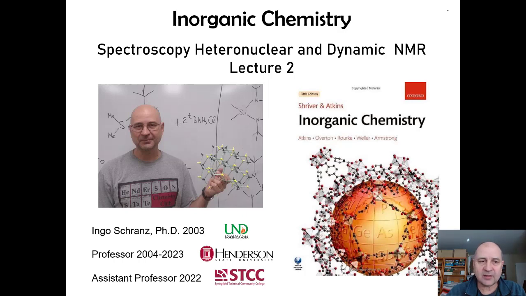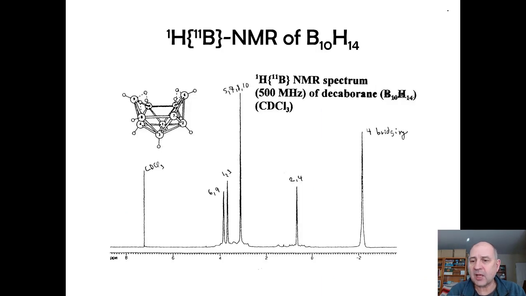The last time we looked at deuterium coupling, which was different from what we're used to because deuterium has a spin of 1. So in this lecture I'm going to look at some boron spectra to show you the coupling of it, and then we'll move on to some dynamic stuff.